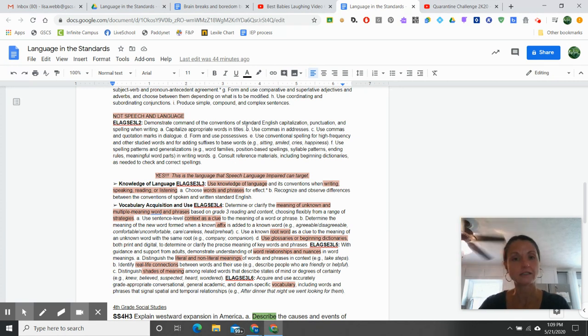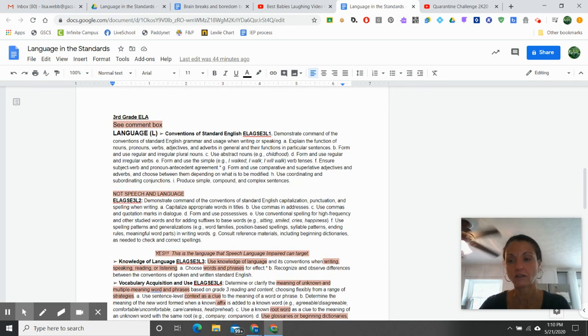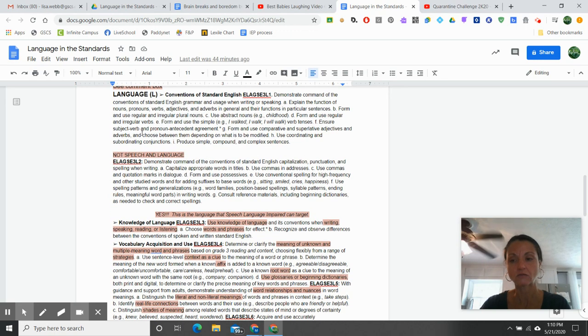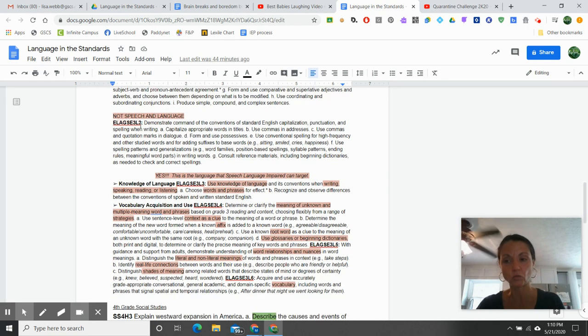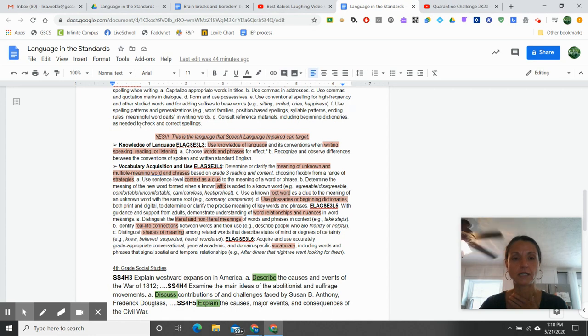And then we have this one right here where it talks about conventions and mechanics. That's really not something that we work on either. We don't work on spelling usually or capitalization, punctuation. That's not something we would usually work on, even though it's under the language standard area. That's really not what we typically do in speech and language impaired.